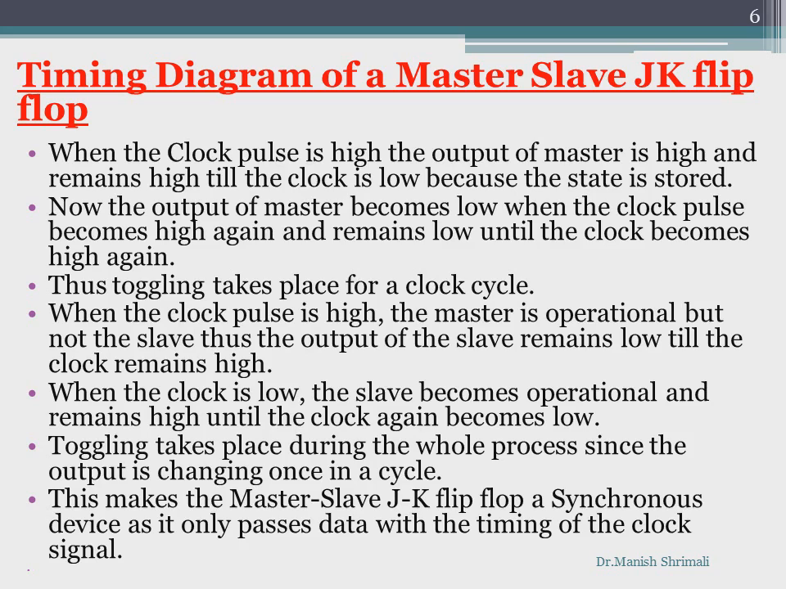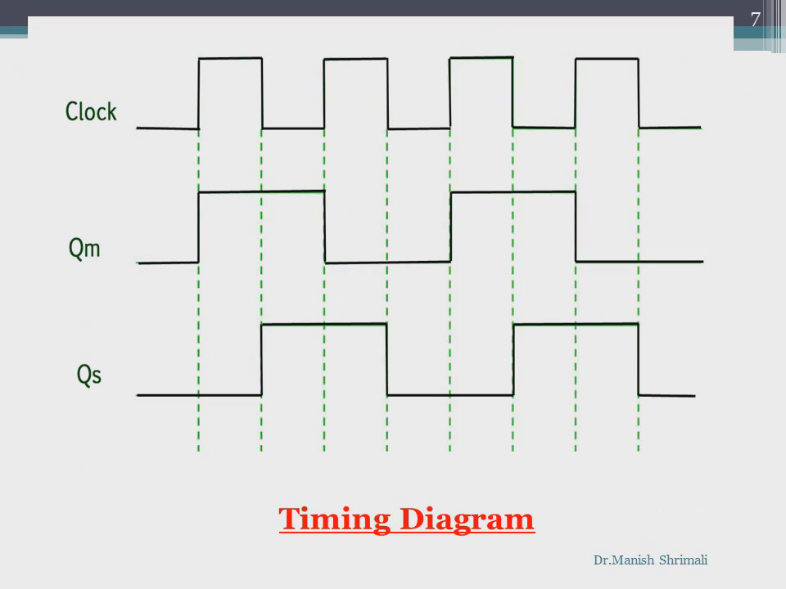This makes the master slave JK flip flop a synchronous device as it only passes data with the timing of the clock signal. Here we can see that we have the clock, the output of the master section and the output of the slave section. If you look carefully at the output of master section and output of the slave section, initially both the outputs we have taken to be low.